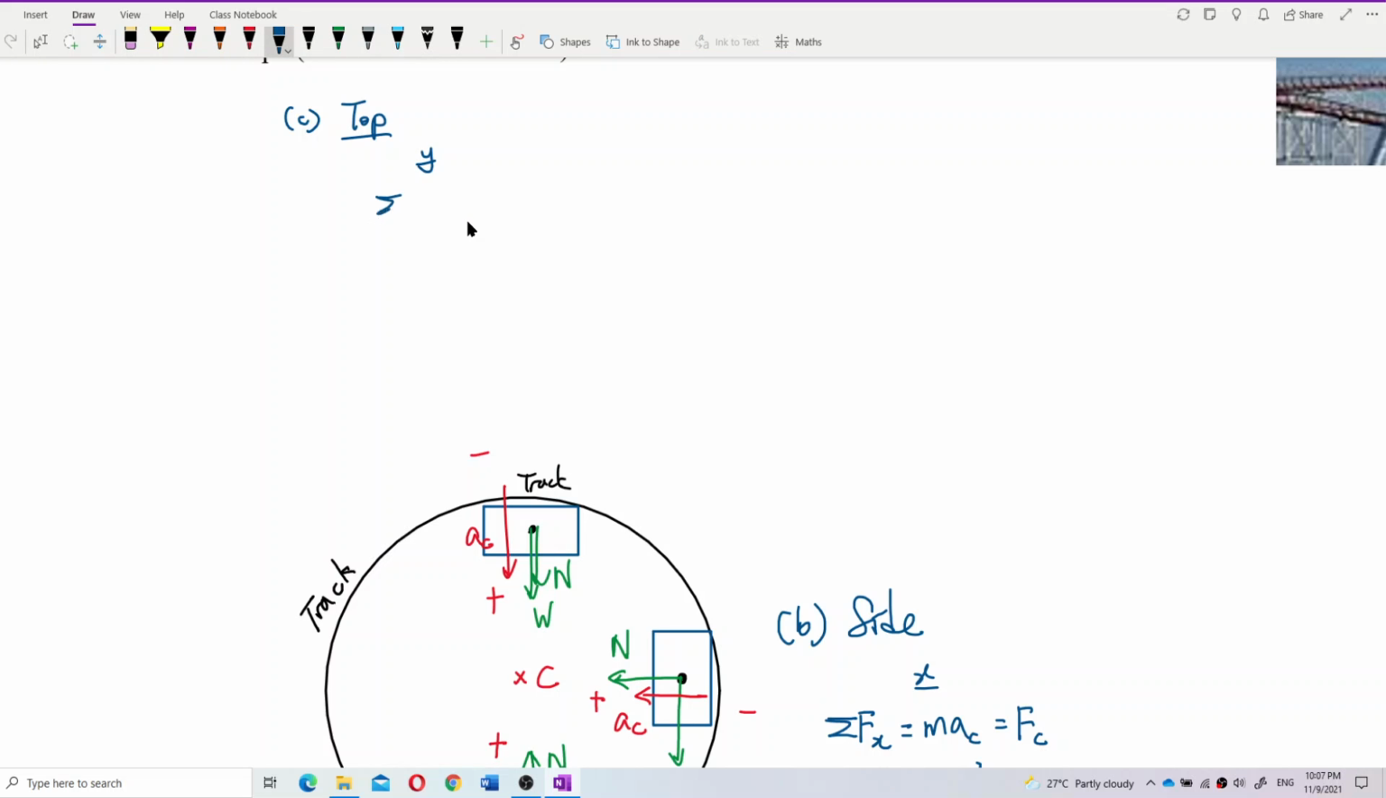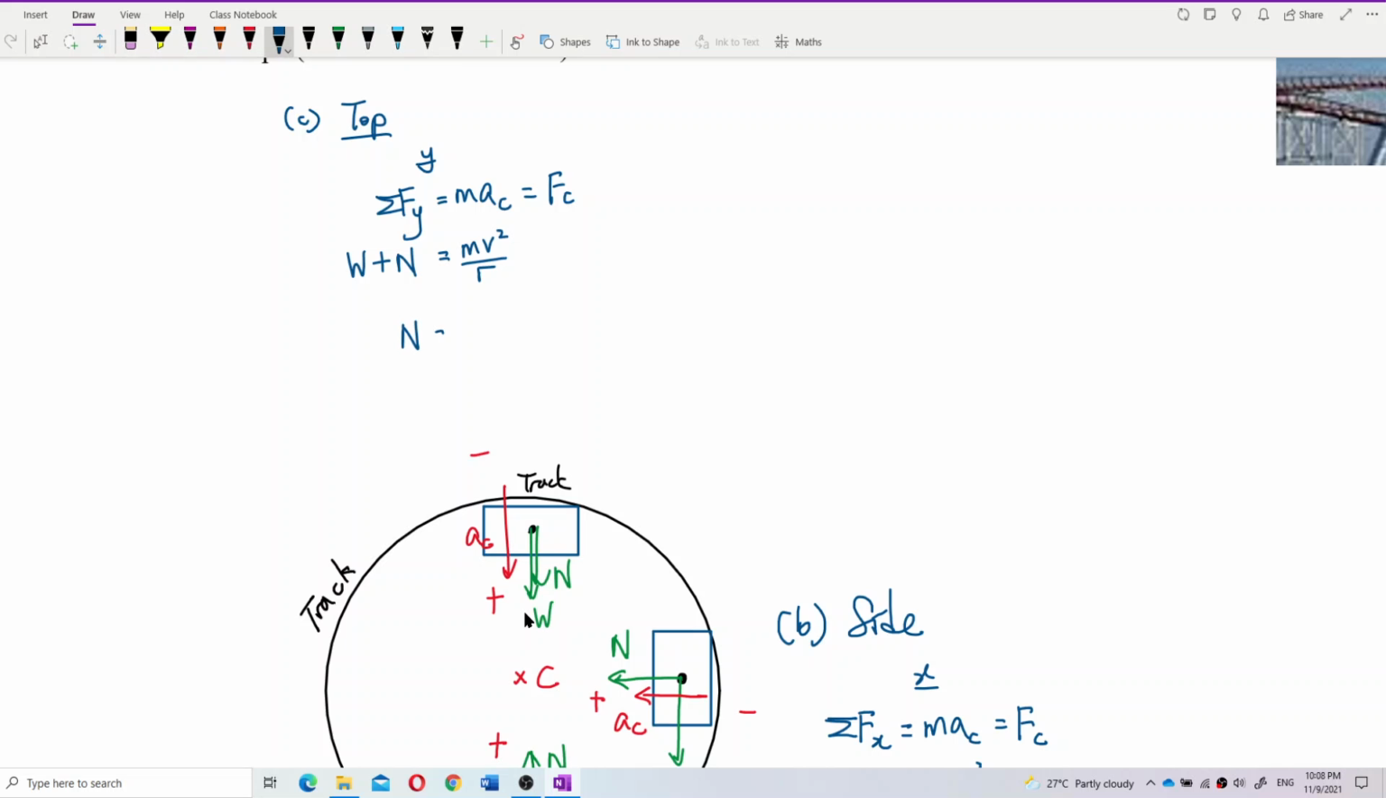So my total Fy. My acceleration is in the y component, so my resultant force in the y component is ma, which is the centripetal force. What forces do we have in the y component? We have the weight and the normal force. Both are in the same direction as the acceleration, so both are positive. W plus N, and acceleration is v squared over r, so it becomes mv squared over r.